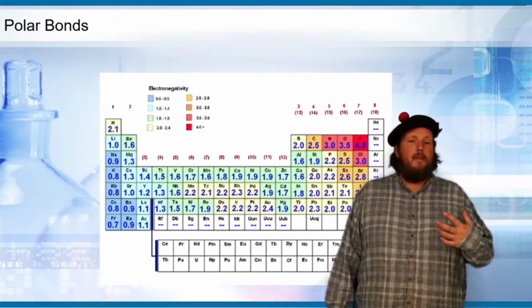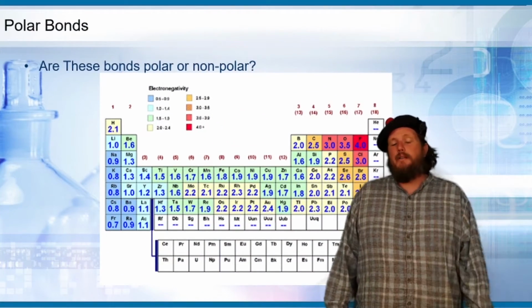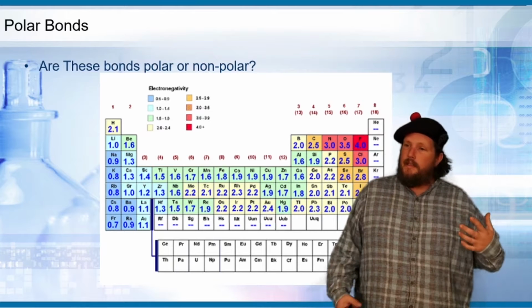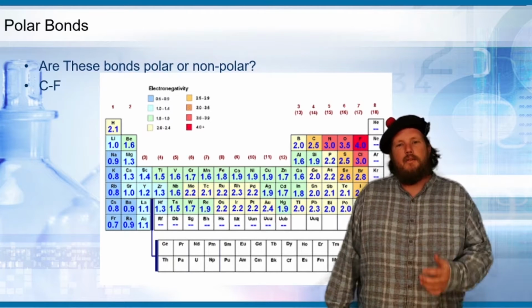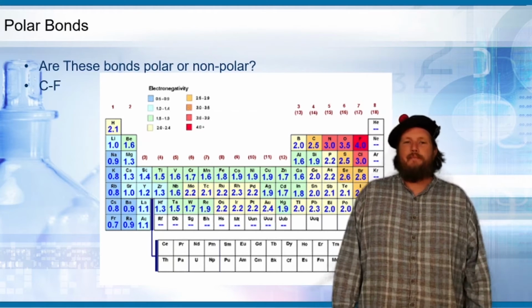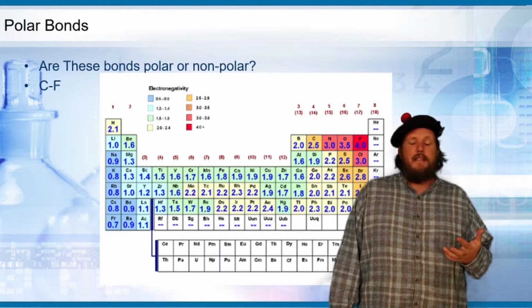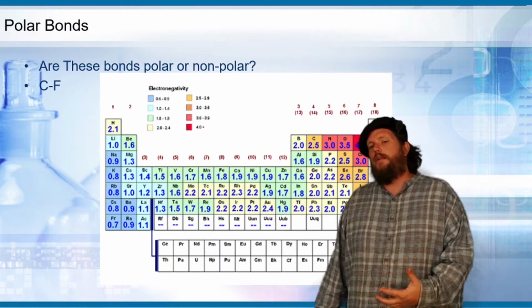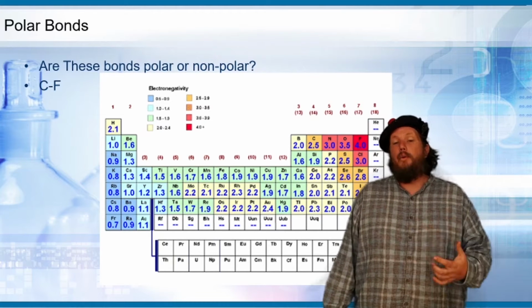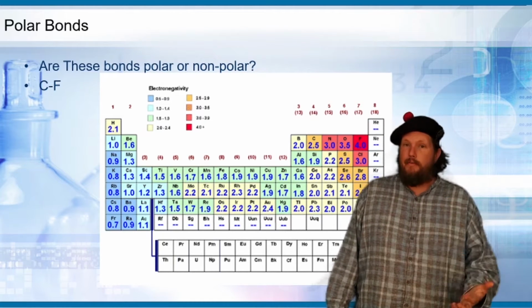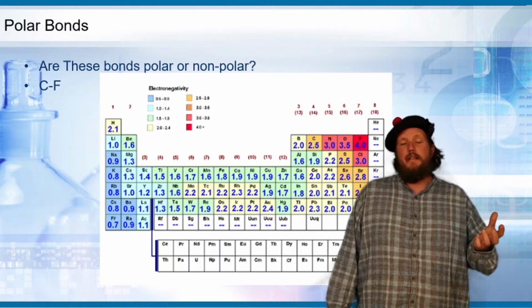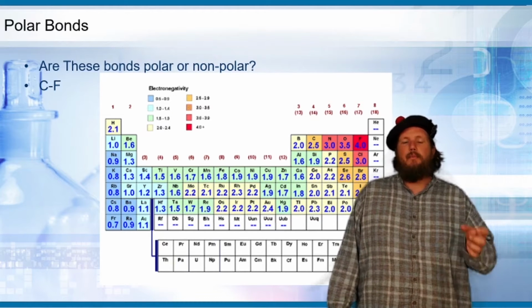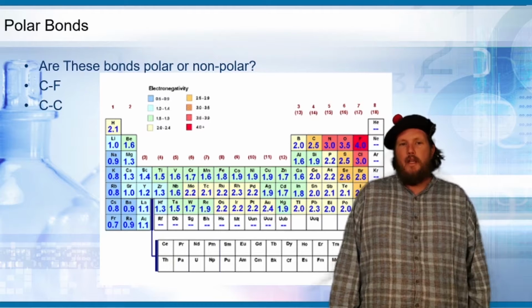So polar bonds. Are these bonds polar or non-polar? So we're looking at the difference between the electronegativity. So chlorine, fluorine. Chlorine has an electronegativity of 2.5. Fluorine has an electronegativity of 4.0, which is a difference of 1.5, which is definitely polar because we're into that polar difference between 0.3 and 1.7.